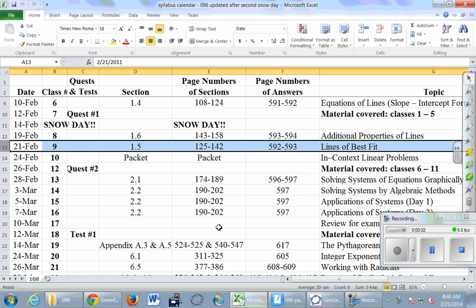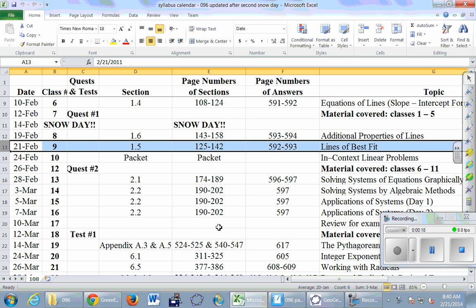So here's our quick look at the calendar. Today we're talking about lines of best fit. After that, we have one more class about lines, and then we have our quest number 2, which is coming up on the 26th. What day is that? Is that Wednesday next week?